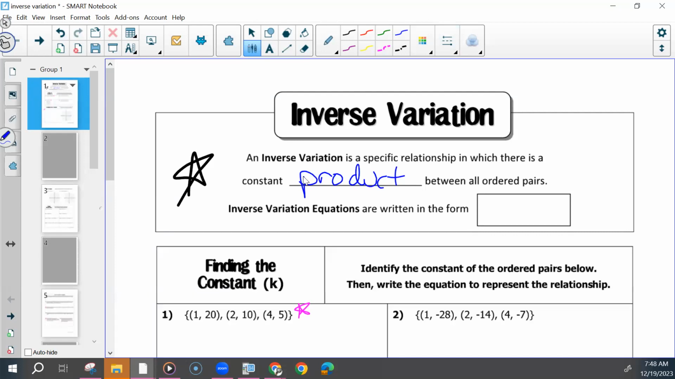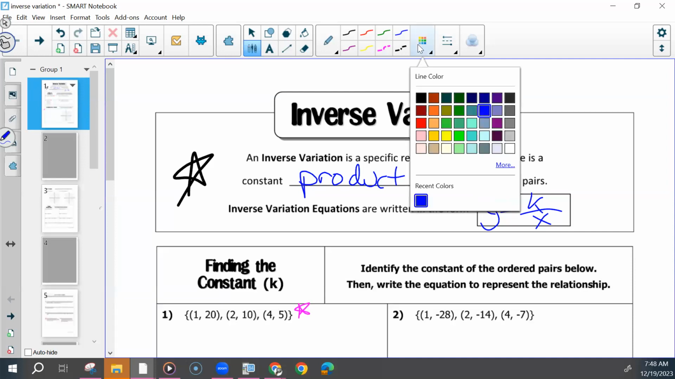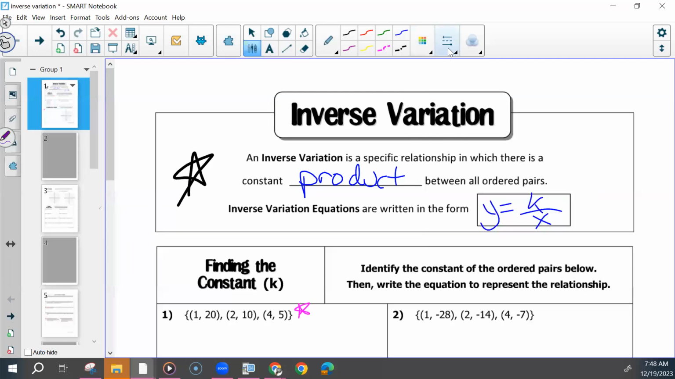Inverse variation equations are written in the form y equals k over x. You should probably write this. Just like we did for direct, we're going to solve this for k. How would I get k by itself? Multiply by x on both sides.